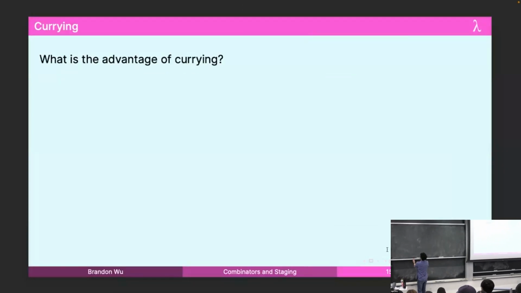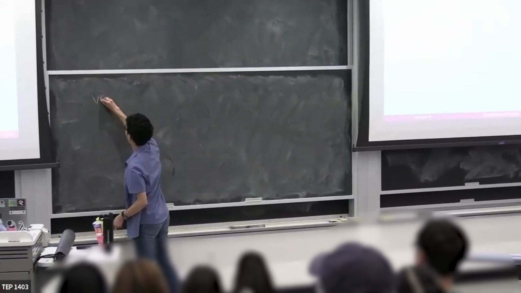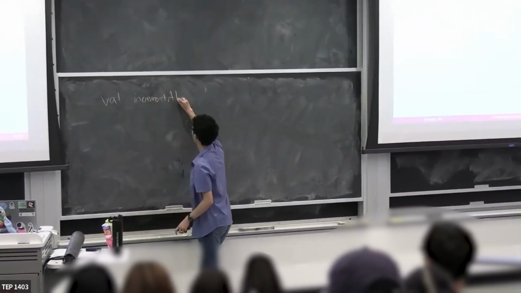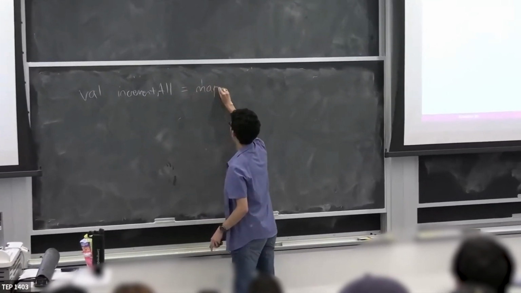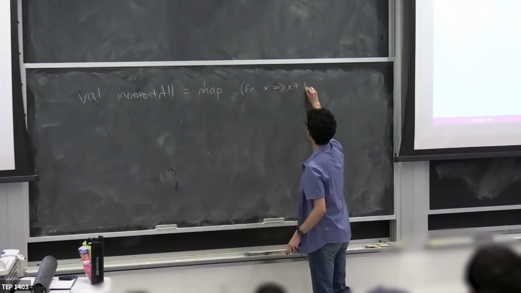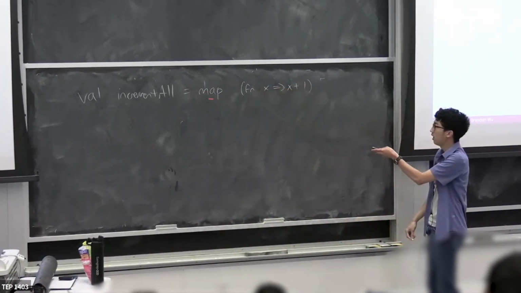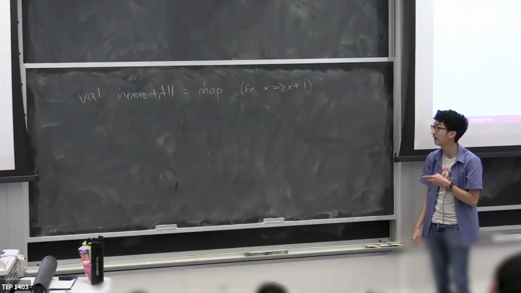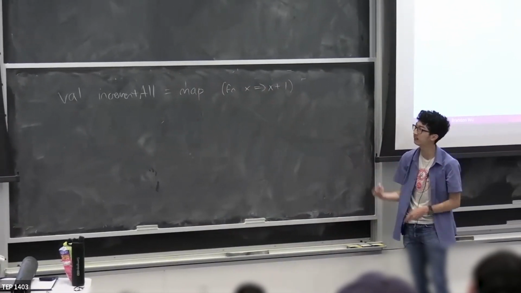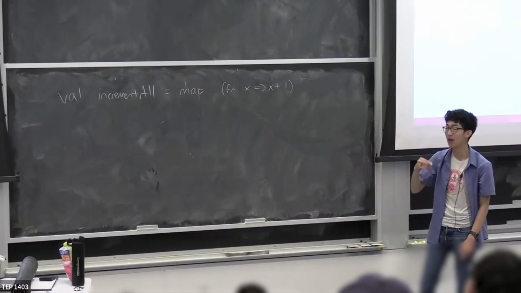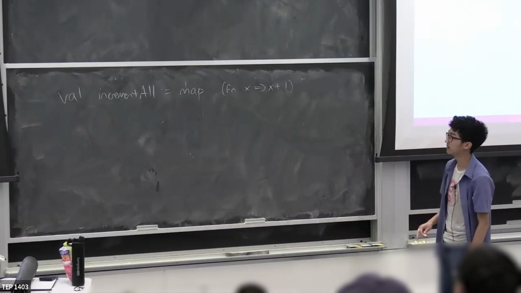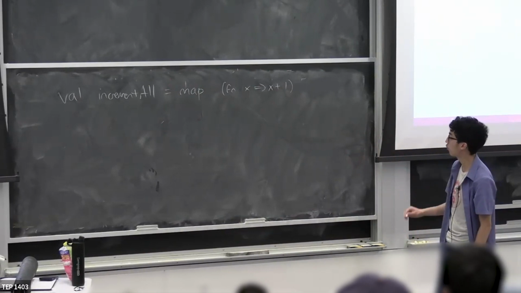I told you about times where we do stuff like val incrementAll equals map of fn x goes to x plus 1, right? And I can partially apply this because I don't need to give map the two arguments it's expecting. I can just do this, and now I have a function of type int list to int list. Partial application is one such motivation. But staging, the thing we're going to talk about, is kind of a corollary of this.